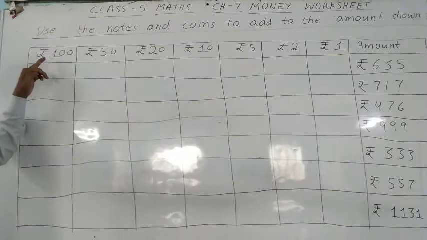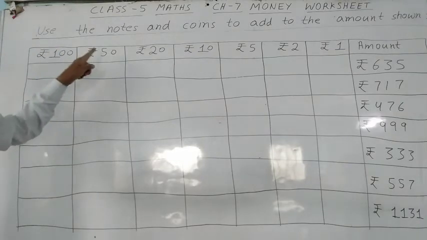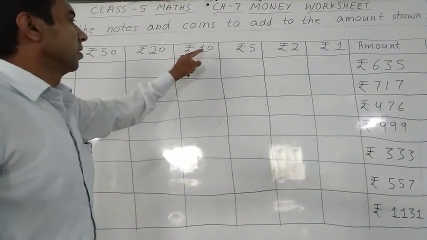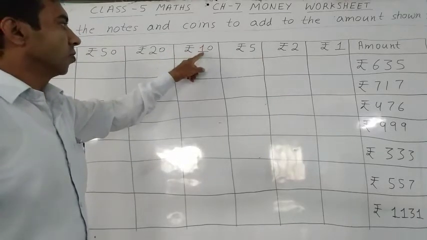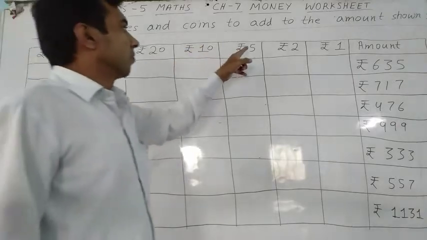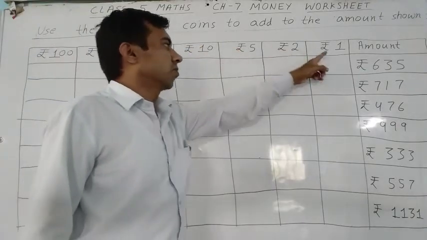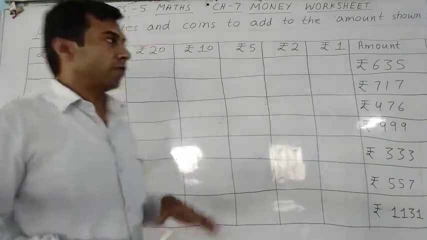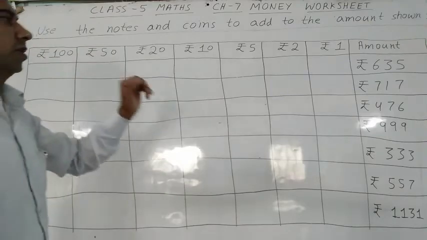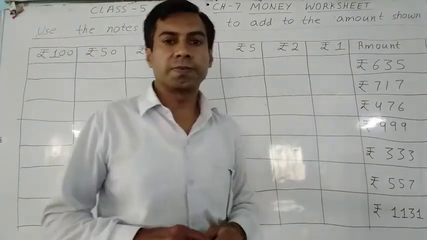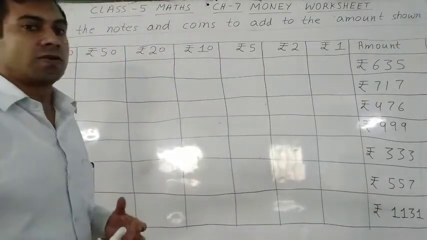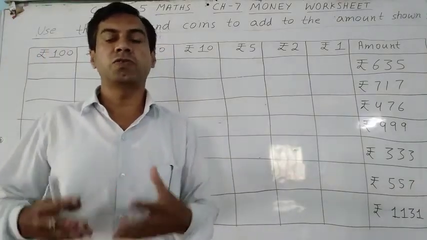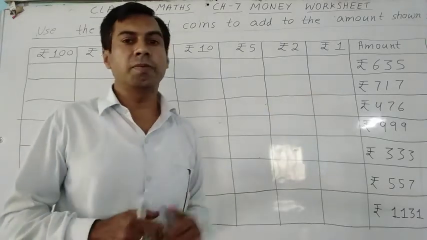See here, this is a 100 rupees note, a 50 rupees note, a 20 rupees note. Here we have 10 rupees notes and coins, both. 5 rupees coins, 2 rupees coins, 1 rupee coins. Now we have to use these notes and coins to make the given amount. But student, which denomination notes and coins do we use, and how many, to make the given amount?